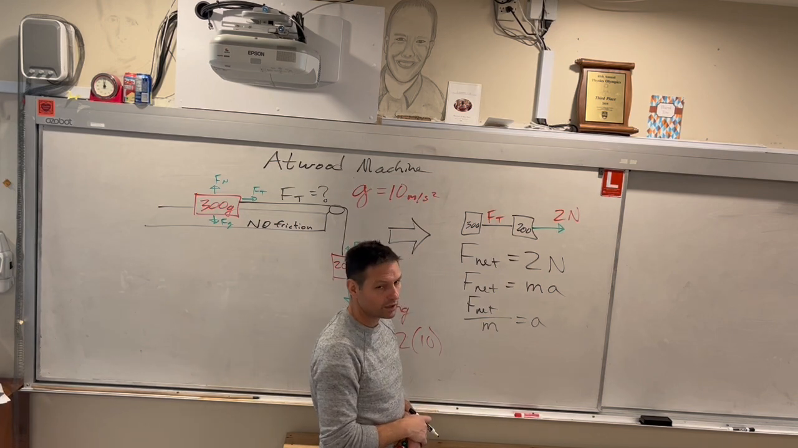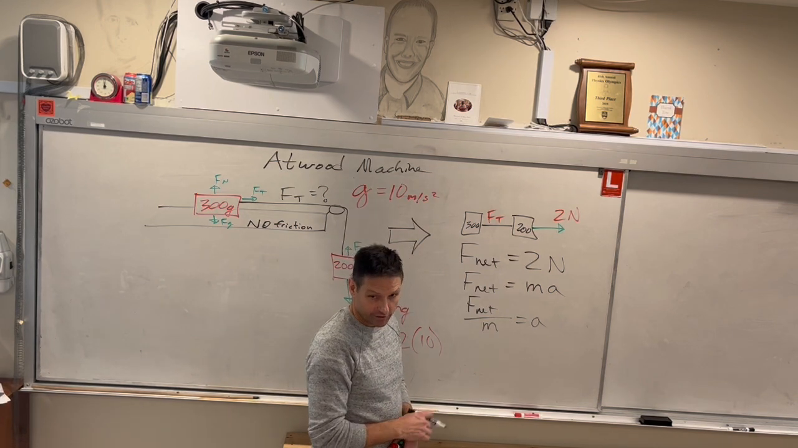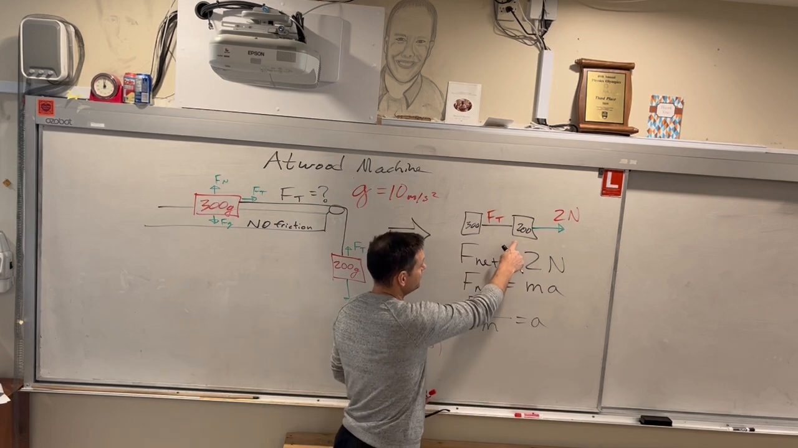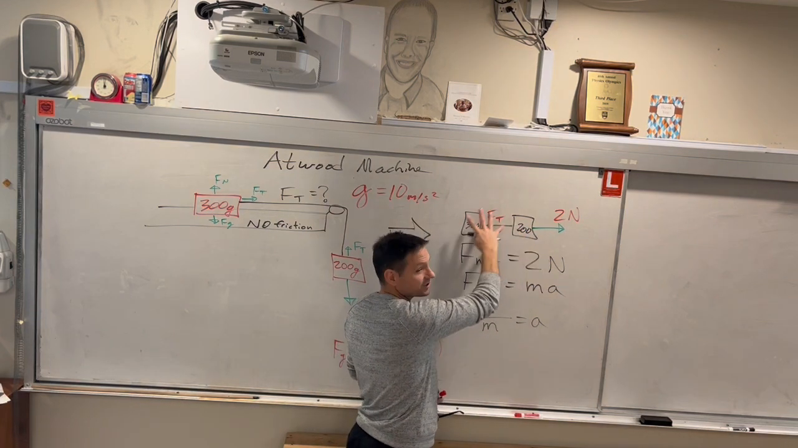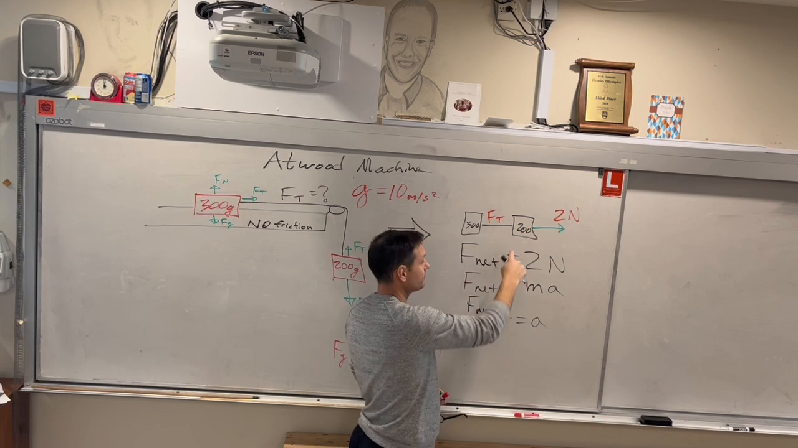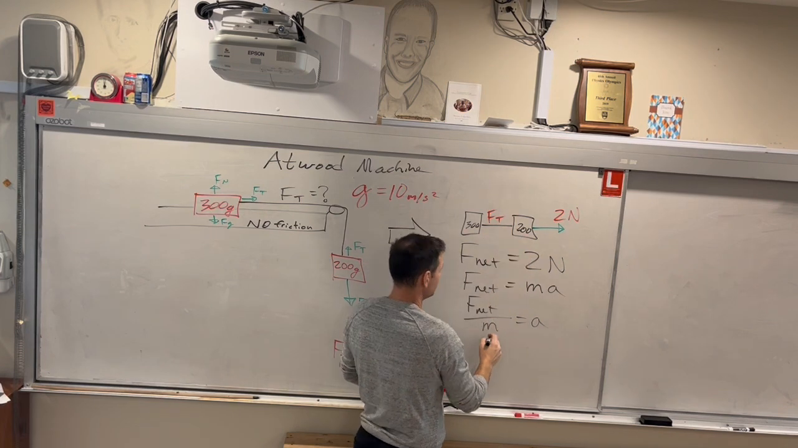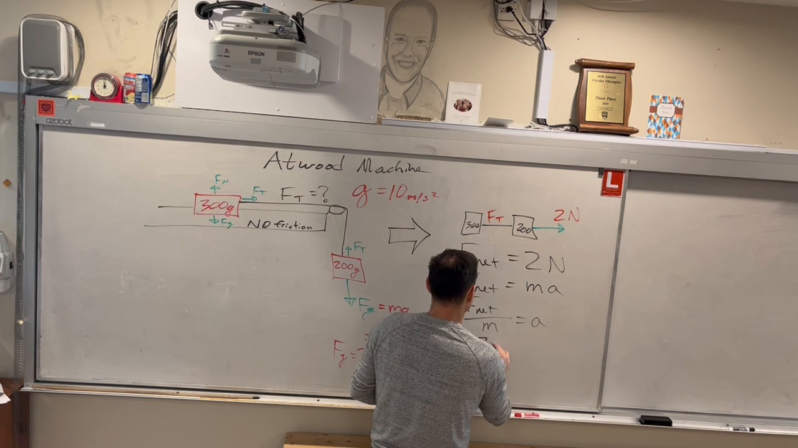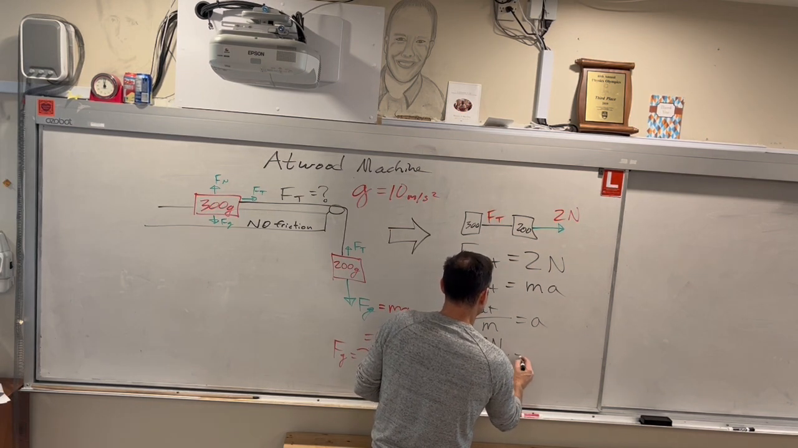2 divided by what? 0.5. Good. So this is important. You can't just use the 200 gram mass, because that 2 newtons is pulling all this junk. So we have to use 500 grams, which is 0.5 kilograms. And that should be 4, right?